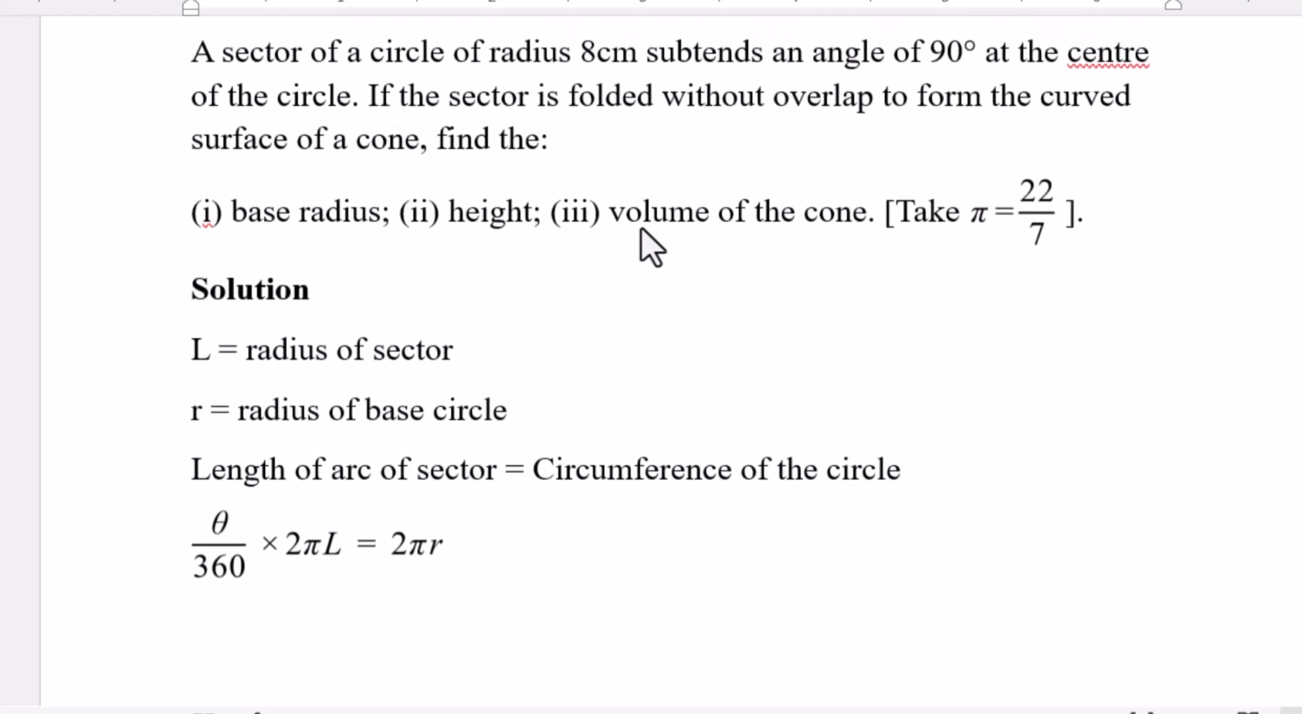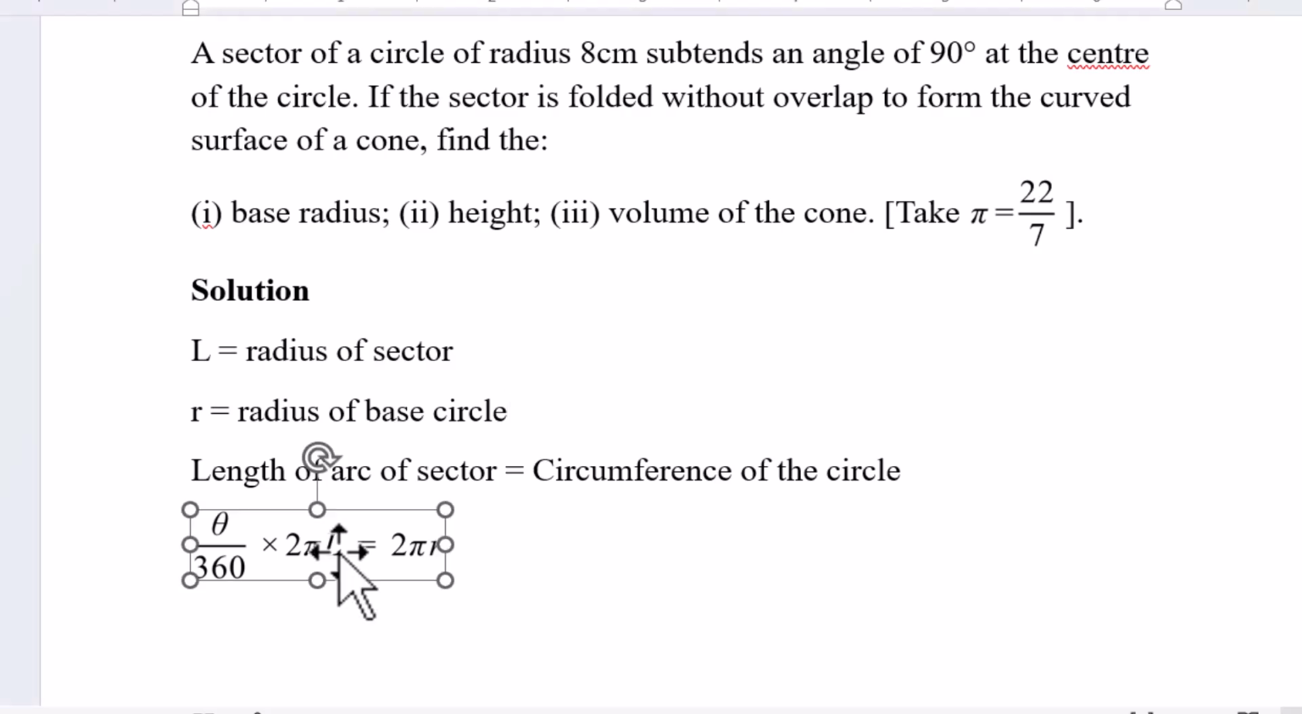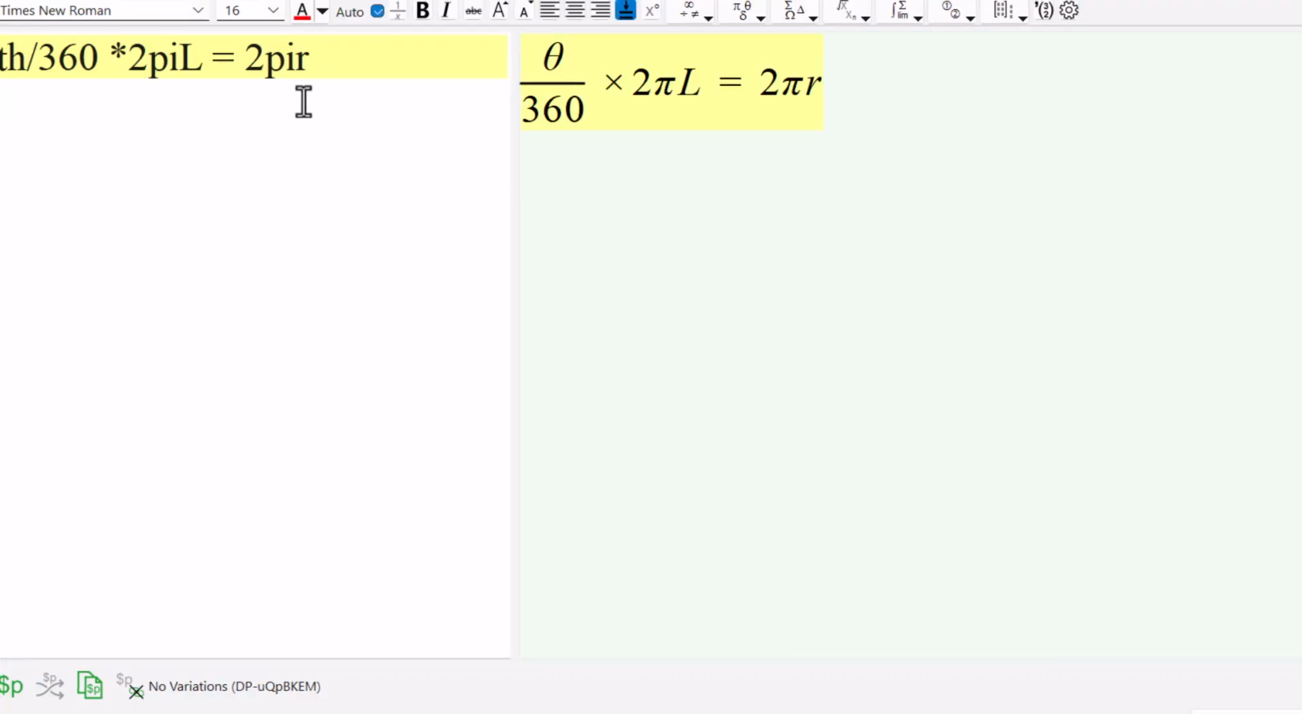You can see the question says find the base radius. So you can see that base radius is small letter r. So the radius of the base circle, which is the base radius, is small letter r. When 2 pi cancels 2 pi, let me edit it so that we can do that. So if the 2 pi here cancels this 2 pi, in my next line, I'm going to have small r, which is going to be theta divided by 360 times, so let's use capital L as I said.